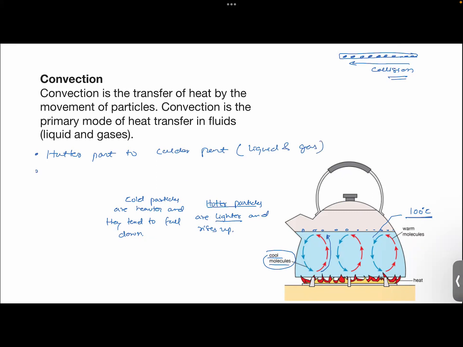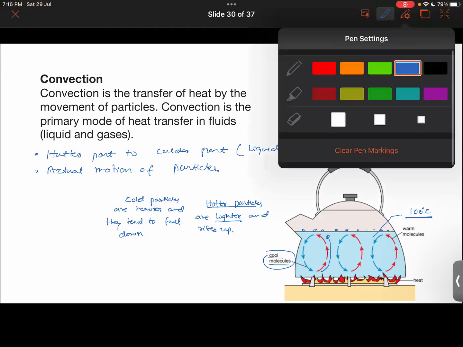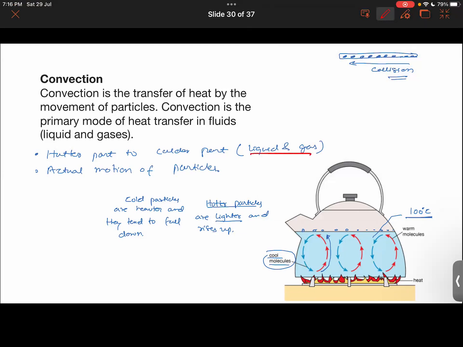Another important thing about this mode of transfer of heat is that there is actual transfer of particles. Can you tell me why actual motion of particles of the medium is possible in liquid and gas, and why not in solid? Because in solids the molecules are tightly packed, and in liquids they are loosely packed.